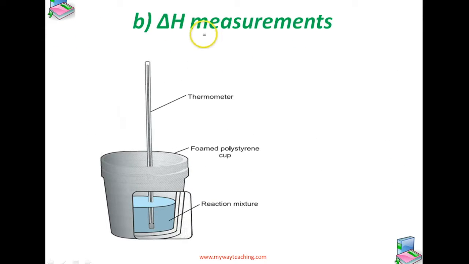Then coming to the delta H measurement. This figure shows a calorimeter for measuring the heat changes at constant pressure. Measurement of heat changes at constant pressure can be done in a calorimeter as shown in this figure.